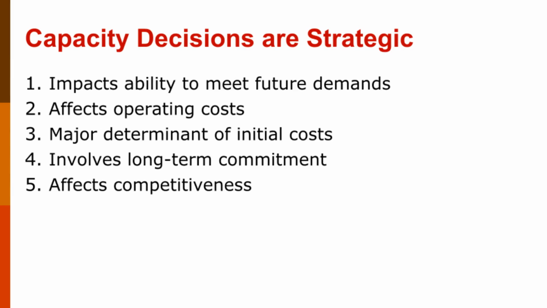One way it does this is by impacting your cost structure. I described earlier how, in some situations, capacity additions can lower operating costs. That can translate into lower prices which would then make the firm more competitive. Capacity decisions also affect competitiveness by determining how much demand the firm can handle.